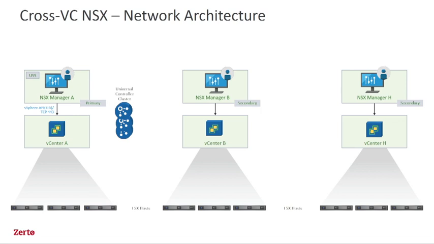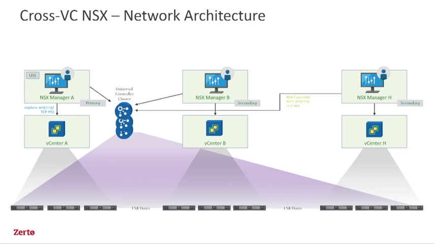Now, from this primary NSX manager, I deploy the universal controller cluster into the inventory of that local vCenter. Okay, and then the universal synchronization service gives all the other NSX managers this configuration so they can connect to this controller cluster.